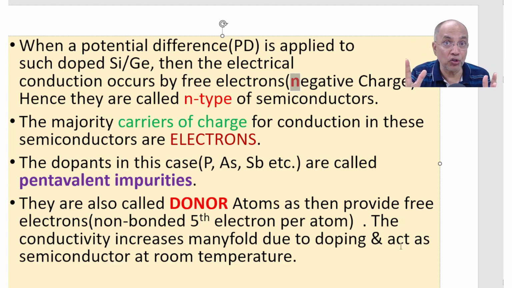Of course, let me tell you that in every type of semiconductor, you have two types of charge carriers, electrons and holes. We will talk about holes after a bit, just hold on. And these impurities are called pentavalent impurities. They are also called donor atoms because they donate free electrons to conduct electricity. Therefore, they are called donor atoms.